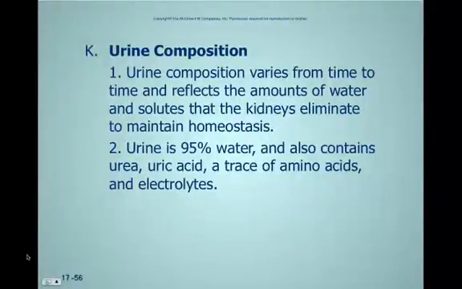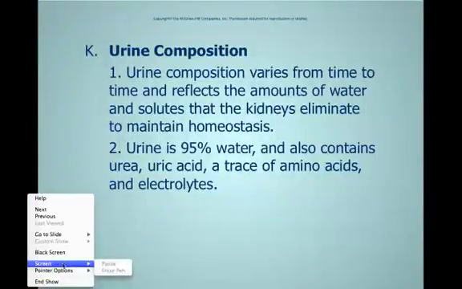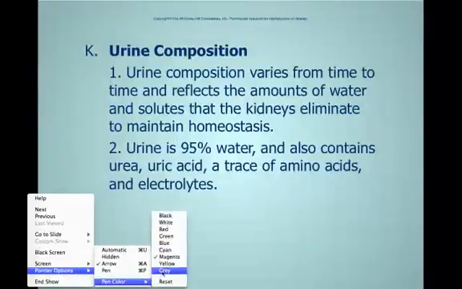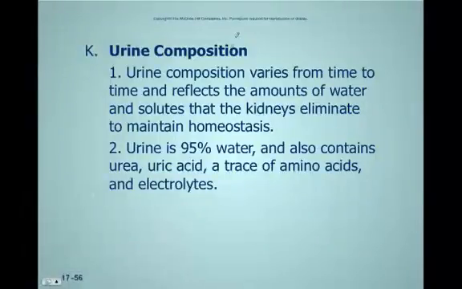Okay, so that leaves us with just this very last bit of the lecture to talk about. Urine composition is going to vary from time to time, and it's going to reflect the amount of water and solutes that the kidneys are eliminating at any point in time to help us maintain homeostasis. Remember, this is mainly homeostasis in the blood, to help us maintain certain ion concentrations and water concentrations within the blood. The kidneys are very much responsible for that, and so they have a very important job.